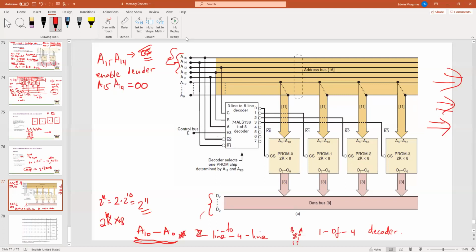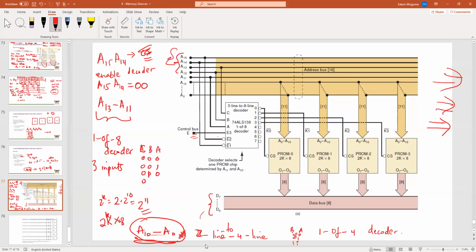That one we already know. E3 also needs to be high, and that one has been connected separately. It's not connected to our address bus. Now, A13 to A11, because remember our original addresses start at A10, have been connected to the decoder. This is a 1 of 8 decoder. That means it has 8 outputs, but it requires 3 inputs. These 3 inputs are CBA, connected to A13, A12, and A11. That means that the inputs would be 000, 001, 010, 011, 100, 101, 110 and 111. So let's see how this is going to work.